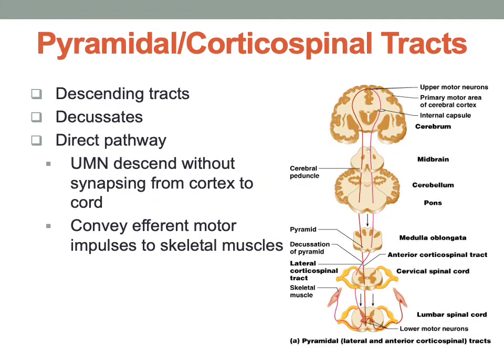Pyramidal or corticospinal tracts are descending tracts. They decussate, meaning they do cross over. They have a direct pathway, meaning upper motor neurons will descend without synapsing from the cortex to the level at the cord that they are going to synapse with a lower motor neuron, either in the ventral horn if it's somatic information, or in the lateral horn if it's autonomic information. These upper motor neurons in the corticospinal tracts convey efferent motor impulses.